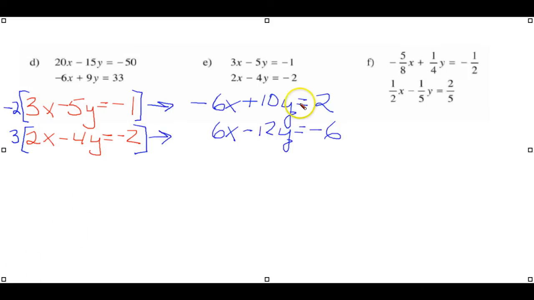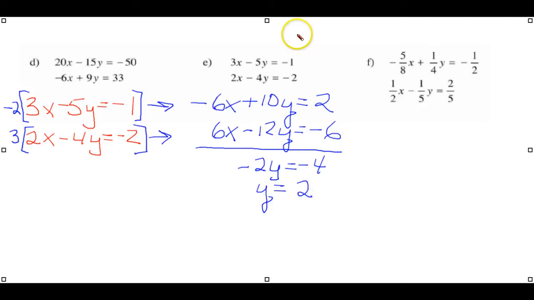So again, they're not the same equations, but they are equivalent. So here this adds up to 0. This is a -2y equals a -4. Adding them up. Dividing both sides by a -2, I get y equals 2. So I have one of my ordered pair members, a 2.